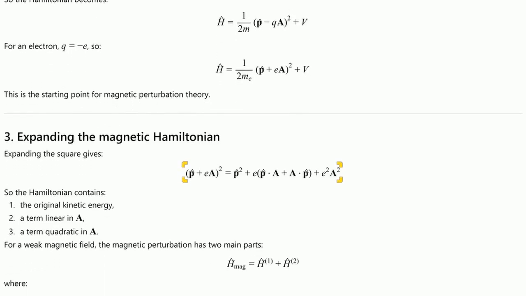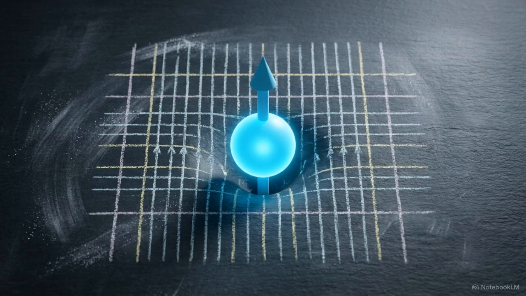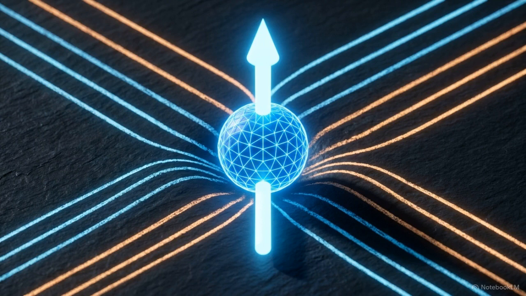Looking at the expanded result, the first term, p hat squared, is simply the original, unperturbed kinetic energy of the electron. The middle component contains the vector potential A to the first power. We call this the linear term. Because it scales linearly with the applied field, this term mathematically governs how the external field interacts with the electron's angular momentum and spin. This is the primary origin of paramagnetic behavior.